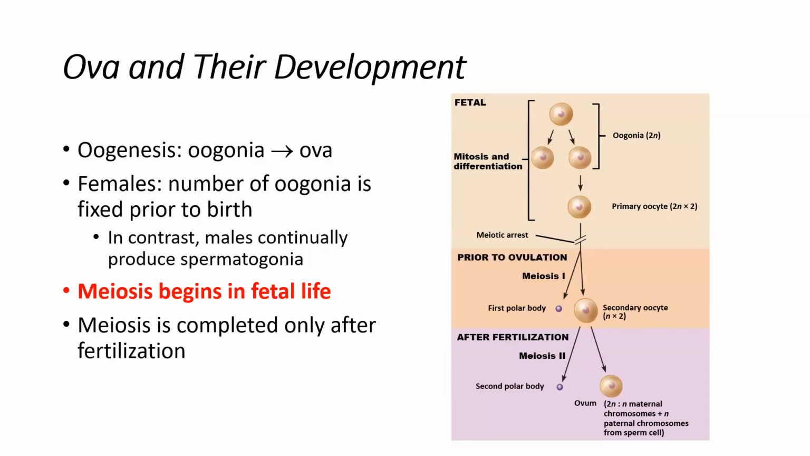So let's look at the process of oogenesis here. Very similar to spermatogenesis in a few ways, but very different as well in other ways. So this is where we have an oogonia developing to a mature ova. Once again, one of the major differences is that females are born with a standard number of oogonia, whereas males are continually developing spermatogonia throughout their entire life.